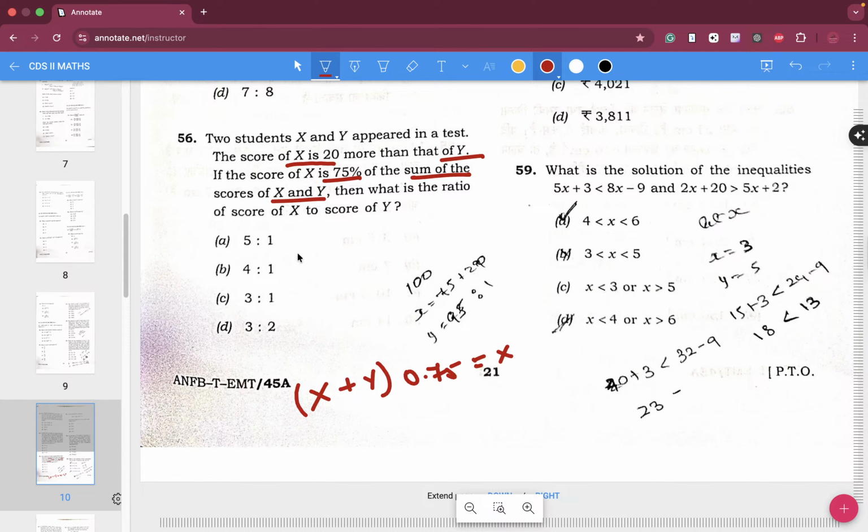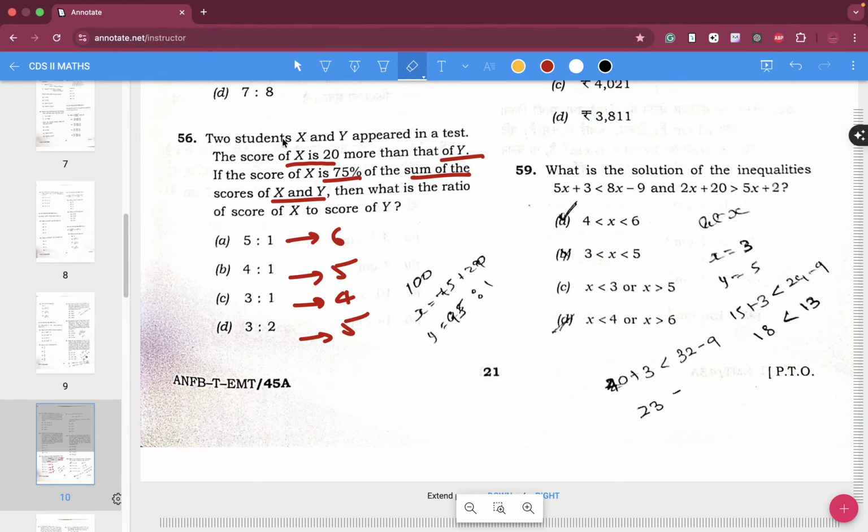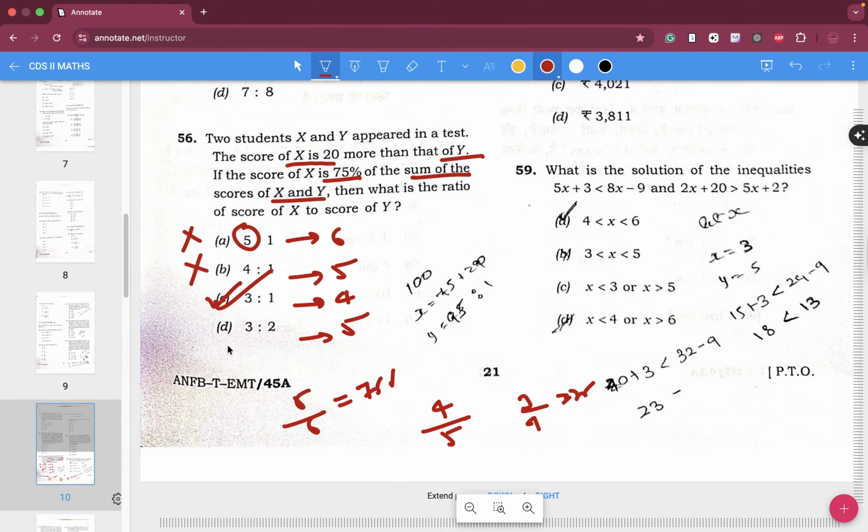Okay. If the ratio is 5:1, in a way we can say total 6 marks. Total 5 marks, total 4 marks, total 5 marks. How much has been scored by X over here? 5/6. Is it equal to 75%? No. Okay. 4/5. Is it equal to 75%? No. Okay. 3/4. Is it equal to 75%? Yes. Right? So this is the answer. That's it. This is the answer.